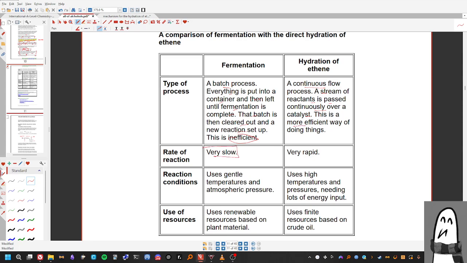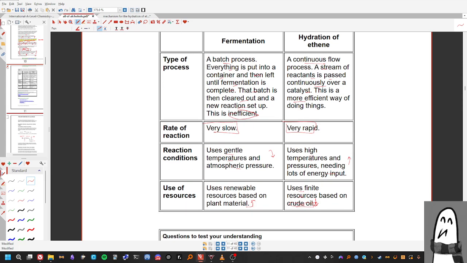Rate of reaction is slow for fermentation. The rate of reaction is fast for hydration of ethene. Reaction conditions: fermentation uses gentler temperatures and atmospheric pressure, which means it's cheaper. Hydration of ethene uses high temperatures, pressures, and a lot of energy input, so it's a higher price. Use of resources: fermentation uses renewable plant-based materials, which is better. Hydration of ethene uses finite resources like crude oil, so that's a decrease in the renewability and sustainability of the reaction.